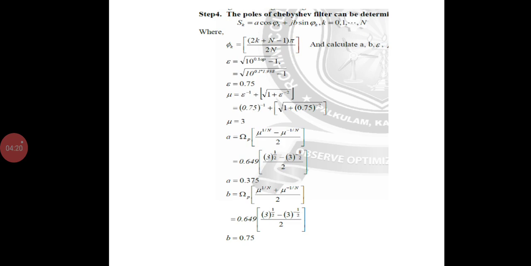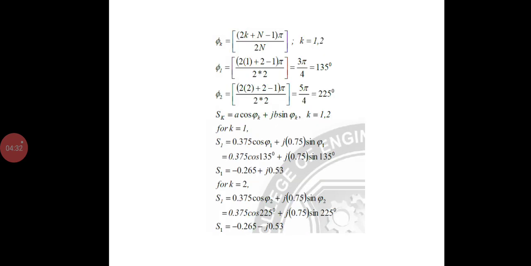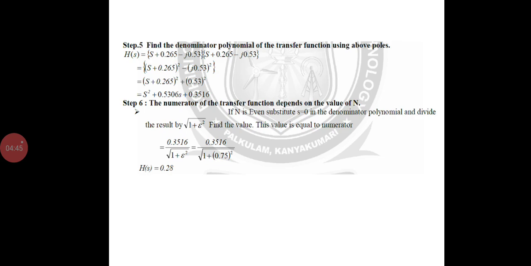Now we want to find the poles for the Chebyshev filter. For that, first we want to find the value for alpha k, then find the value for epsilon, then find mu, find a and find b. After that we are substituting the values in the poles. Since we have n equal to 2, we have 2 poles, that is k equal to 1 and 2. Therefore find s1 and s2.